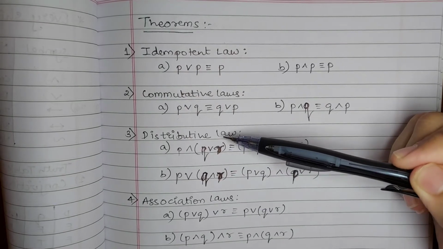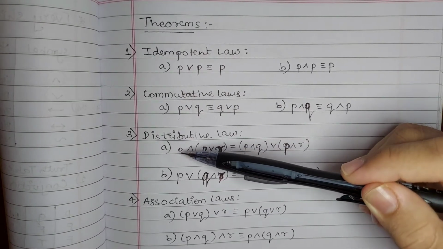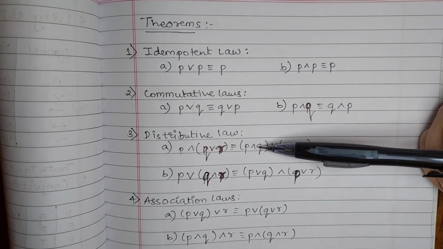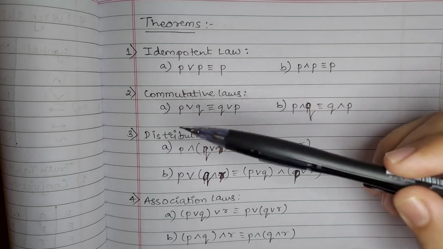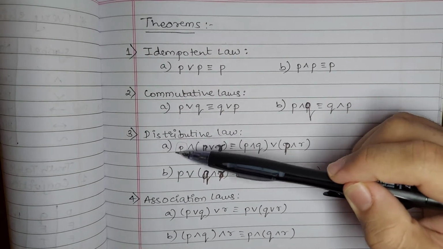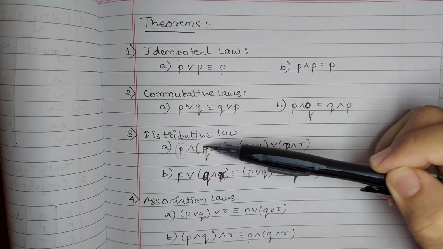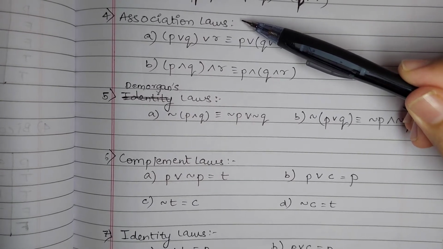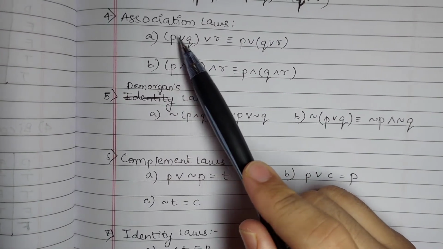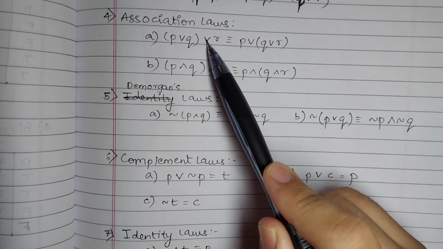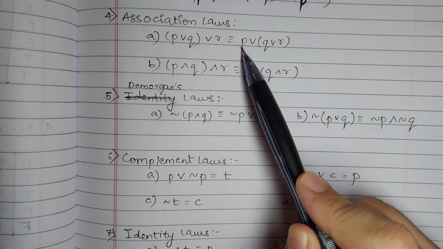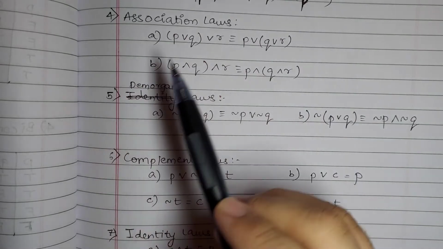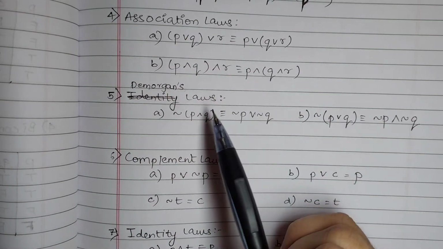The third law is the distributive law, where it signifies that P and (Q or R) equals (P and Q) or (P and R). So here simply the outer element is split among the rest of the two elements. Okay, so our next law is the associative law. Here it signifies that (P or Q) or R is also equivalent to P or (Q or R). So it just signifies that the bracket can be interchanged at whatever point you want.